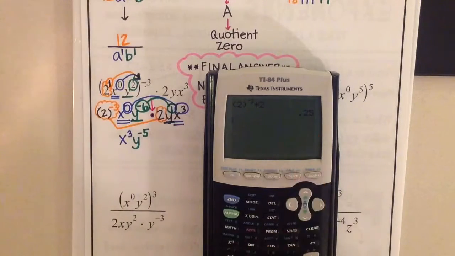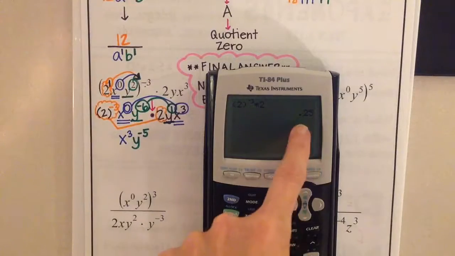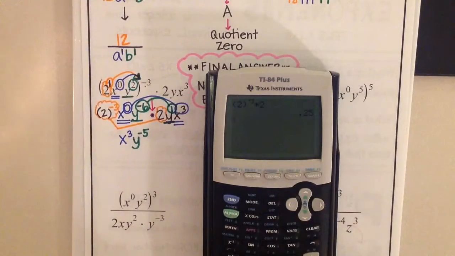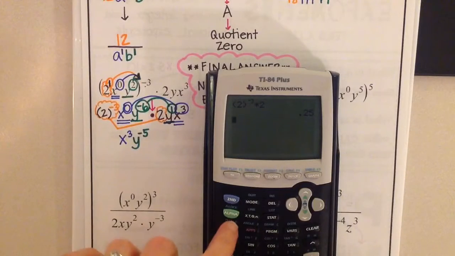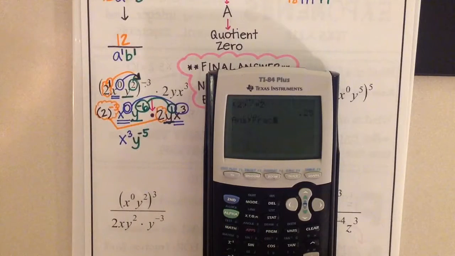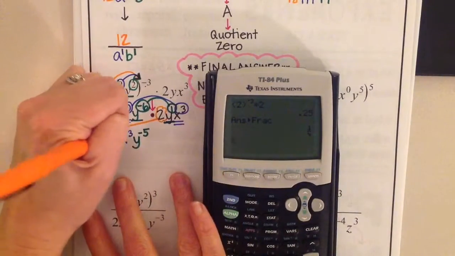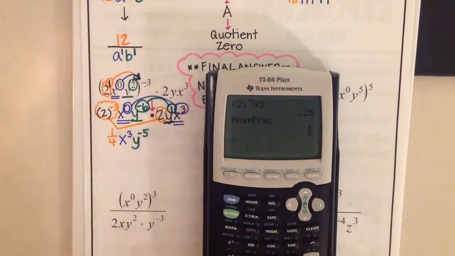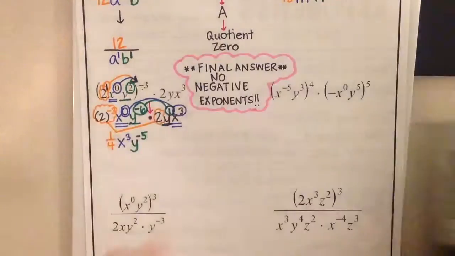Well, now if you get a decimal answer, you're going to need to do a little bit more math, because I only want you to write fractions or whole numbers. So if you don't know what this decimal is as a fraction, some of them you may recognize, some of them you may not, you can simply hit math, enter, enter to change it to a fraction, and I got the fraction of 1/4.